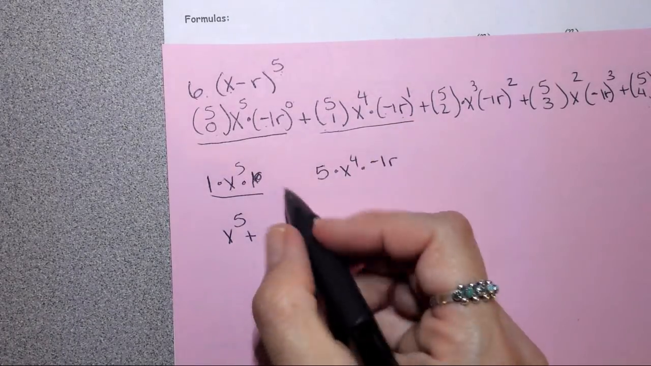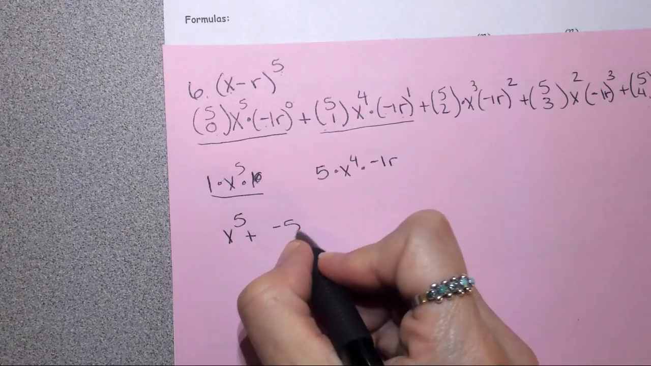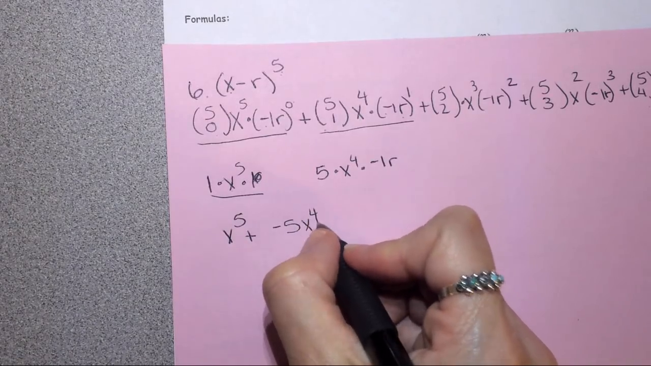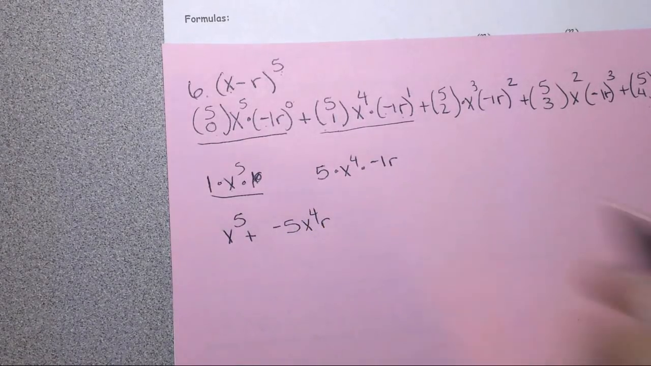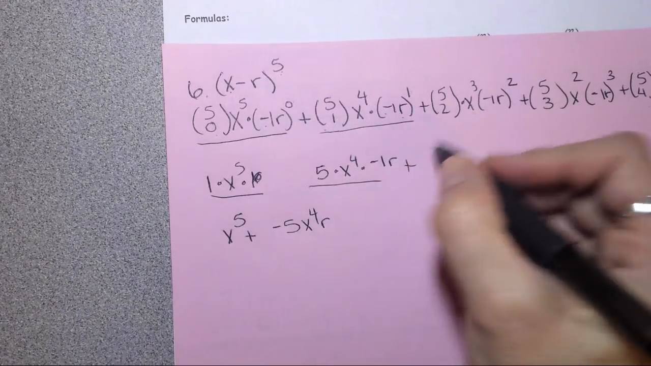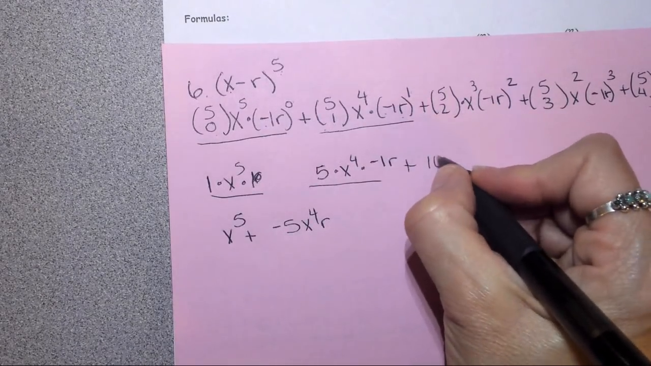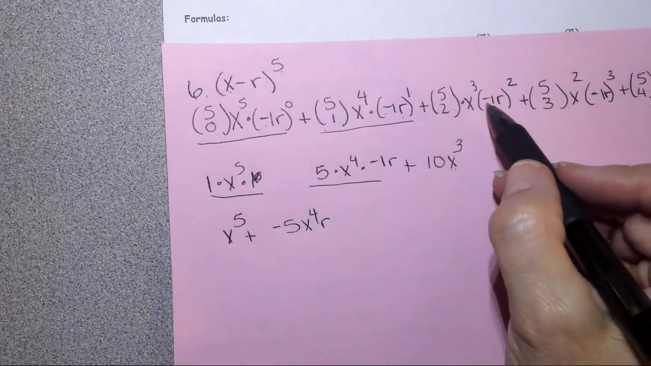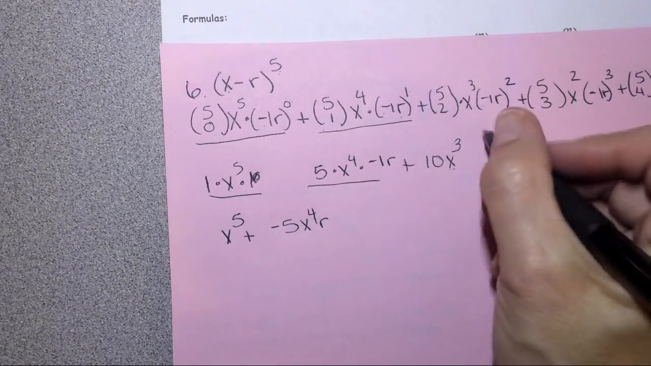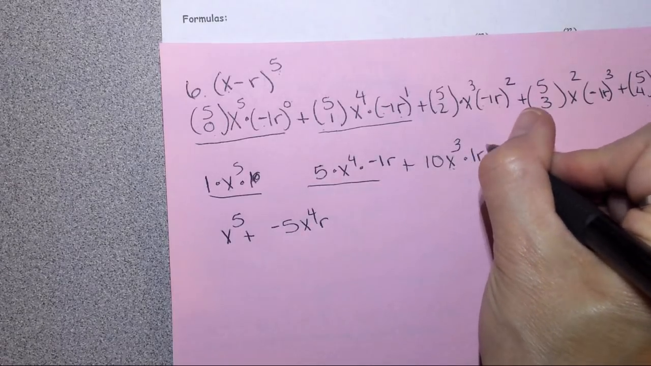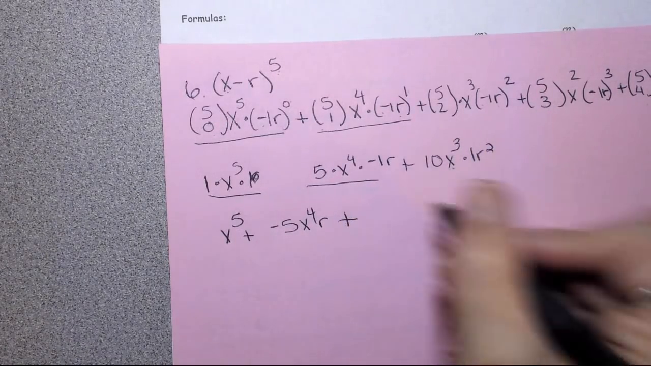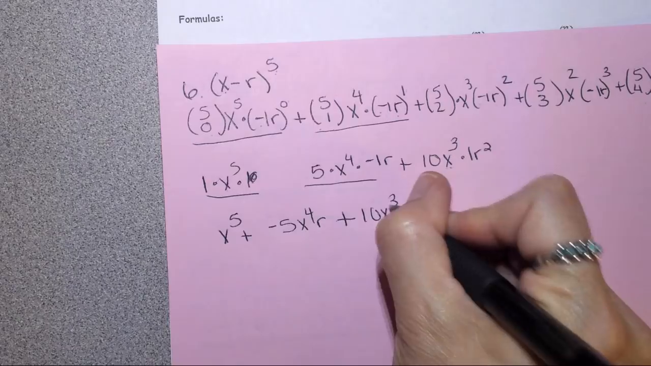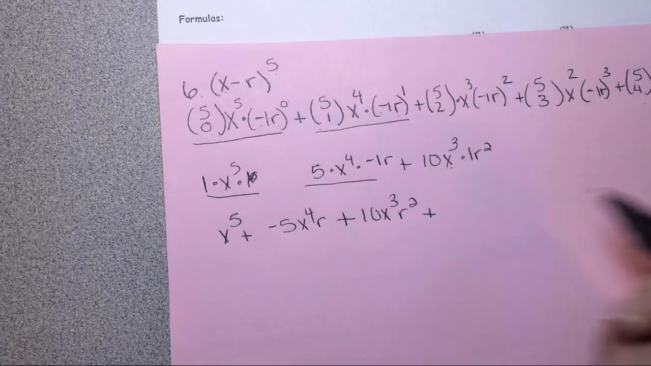So 5 times negative 1 is going to give me negative 5x to the 4th r. Okay. Next term. 5 choose 2, 10 pops out on the calculator. x to the 3rd. Negative 1r squared is actually a positive 1r squared. So now I have plus 10x to the 3rd r squared.